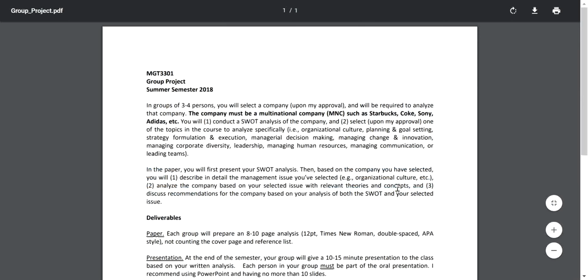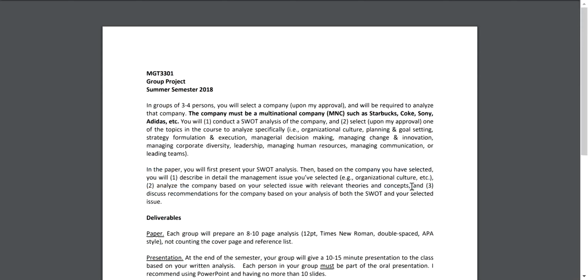This is what was labeled literature review in the sample paper, and that most of you called literature review. And then every paper that said literature review, I said change that to something more specific. I'll show you what I'm talking about in just a minute. And three, and this is something you haven't addressed in your assignment yet: discuss recommendations for the company based on your analysis of both the SWOT analysis and the selected issue, whether that be organizational culture, strategic management, innovation, or whatever.